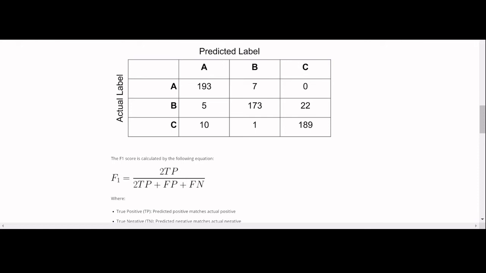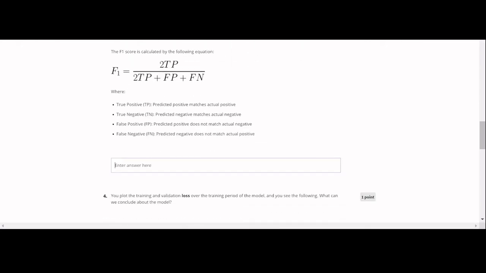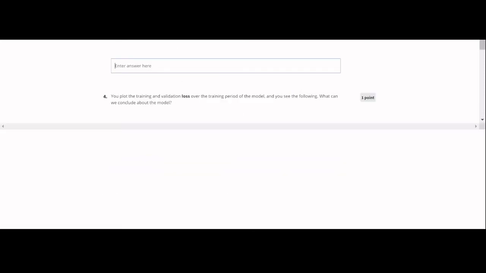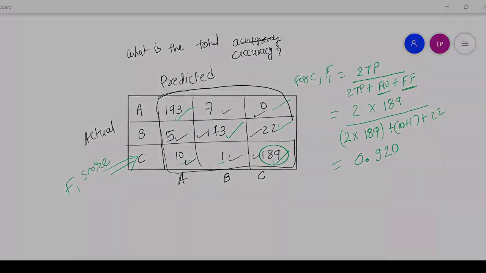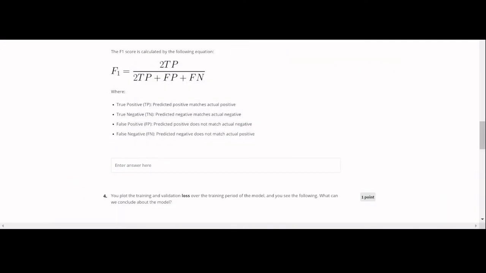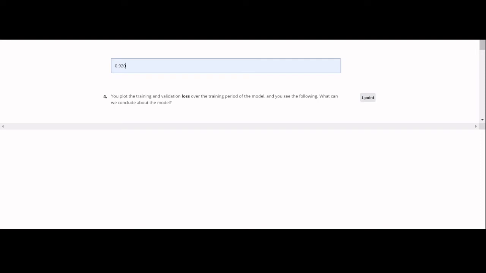And the answer for this should approximately be 0.920. So we can tell our examiner that the answer here is 0.920.